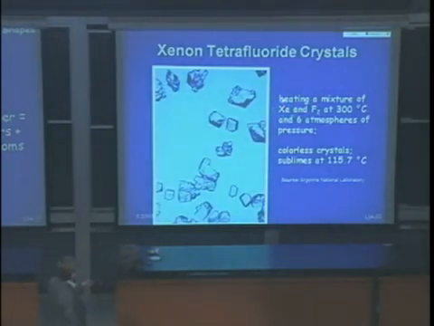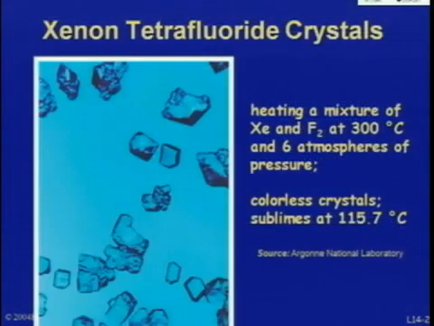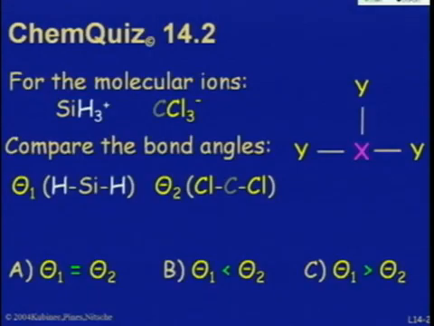Xenon was heated with fluorine, a very reactive compound, at 300 degrees and 6 atmospheres of pressure in this gas. And you get these colorless crystals of xenon tetrafluoride that sublime at 115.7 degrees. And with this, I'm not going to ask you this question. I'm going to start the next lecture with this question, and we pick up where we have left off now.